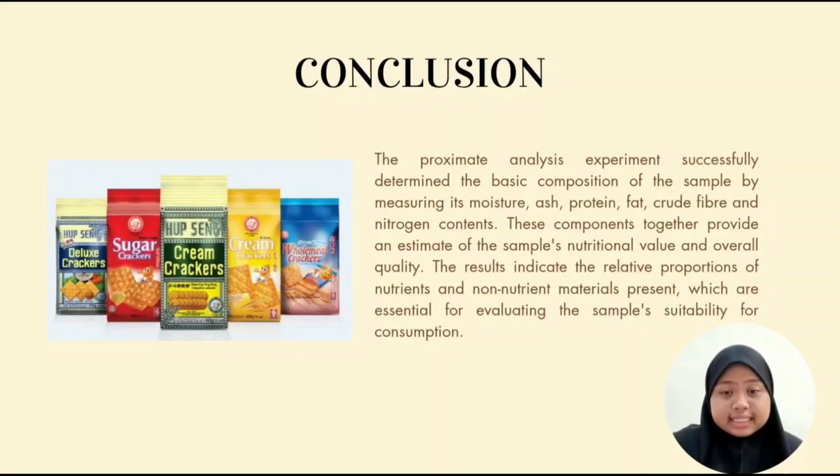The proximate analysis experiment successfully determined the basic composition of the sample by measuring its moisture, ash, protein, fat, crude fiber, and nitrogen content. These components together provide an estimate of the sample's nutritional value and overall quality. The result indicates the relative composition of nutrients and non-nutrient materials present, which are essential for evaluating the sample's suitability for consumption.